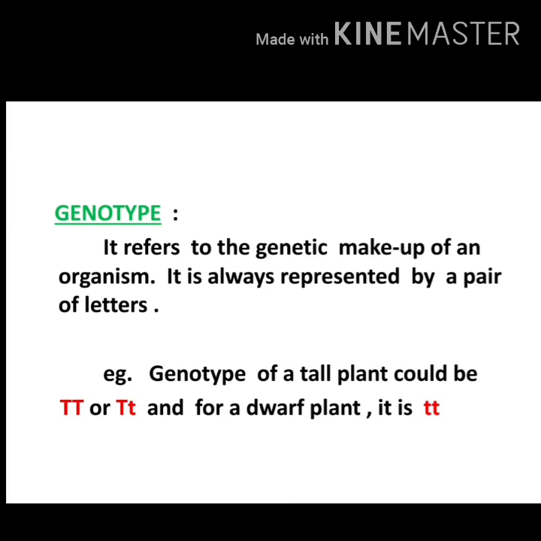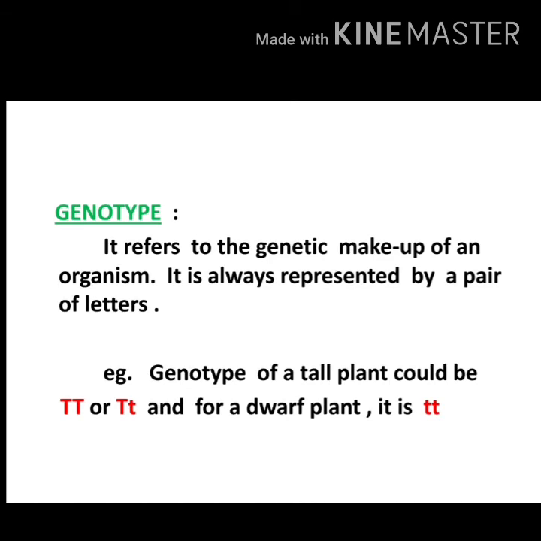Genotype of a tall plant, we represent it as capital T capital T or capital T small t. And for a dwarf plant or a short plant, it is represented as small t small t. So when we do the Mendel's experiment, we do the crossing, we will represent the tall plant by using capital letters, that is capital T, or we can represent by capital T, small t. Accordingly, you will be knowing it when I explain that cross, monohybrid cross and dihybrid cross.